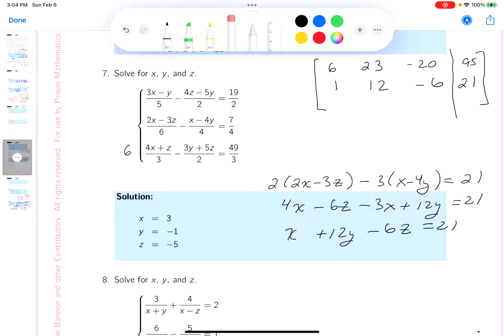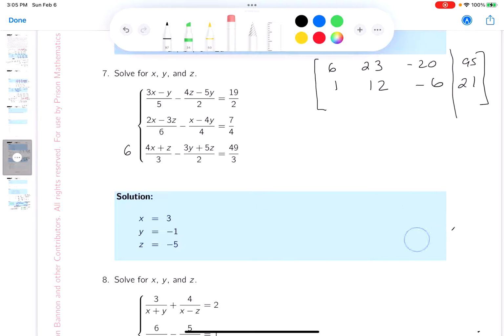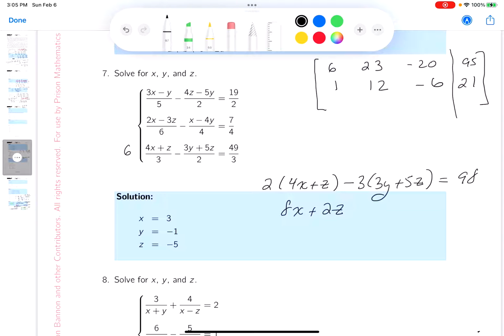I've done this, and then repeat this. If I make a mistake, I'll know I've made a mistake just by looking at the key. Go to the third row. What do you get? 2, 4x plus z minus 3, 3y plus 5z equals, well, 3 goes into 6 2 times, and 2 times 49 is 98. All right, let me write this down. 8x plus 2z minus 9y minus 15z equals 98.